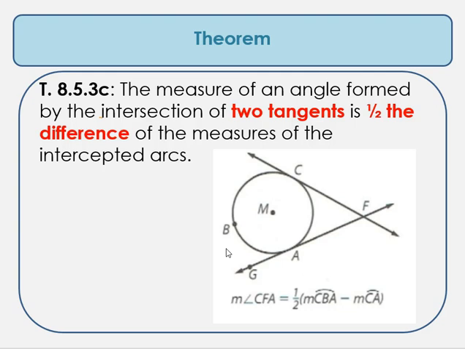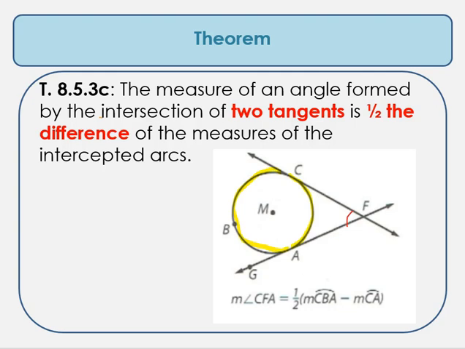Theorem 8.5.3c. This case will have two tangents intersecting outside of the circle, and you can see they intersect at point F, and they will be 1/2 the difference. You should be seeing a pattern here about where the lines intersect and whether you are going to add or subtract. So for the measure of angle CFA, it will be 1/2 the measure of CBA, I'm going to get a highlighter for this, CBA minus arc CA. So once again, angle CFA equals 1/2 the measure of CBA, the major arc, minus CA, the minor arc.